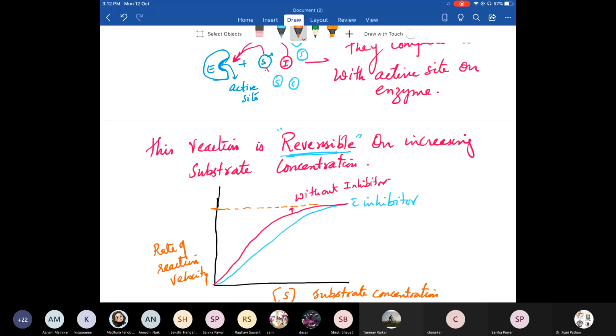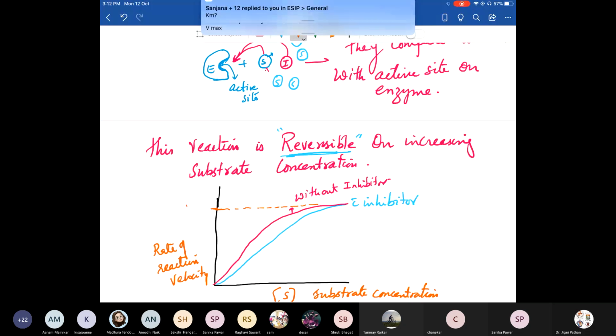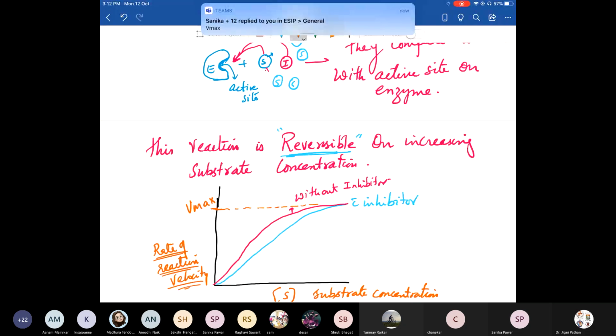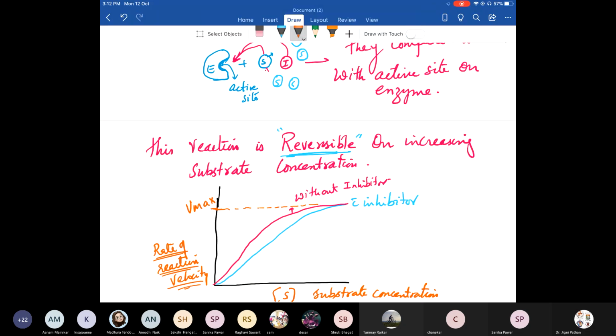Nobody can answer this? Simple. Very good, Yash. It is Vmax. How Km, Sanjana? Km is on the substrate concentration. Km should be on x-axis, not on y-axis. On y-axis, we are talking about the rate of reaction, the velocity. Sanjana, are you getting the point? Still, if you have doubts, please stop me. Velocity is on y-axis. Is it clear?